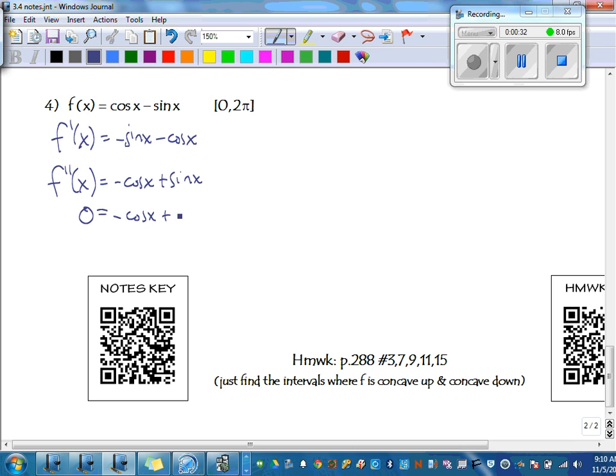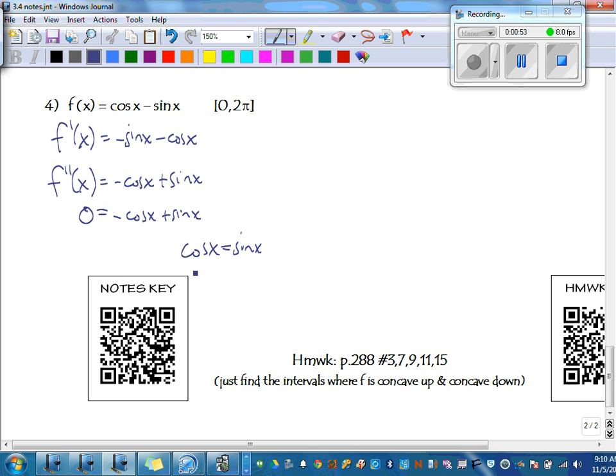So most of the time, we're taking what's on this right side and factoring it and setting factors equal to 0. We can't factor anything out of cosine and sine, so I'm going to use a different method for this. I'm going to add cosine to the other side. And that gives us cosine of x equals sine of x.